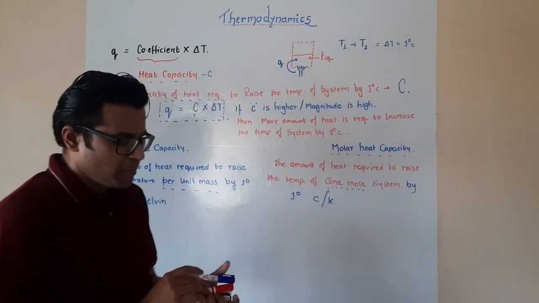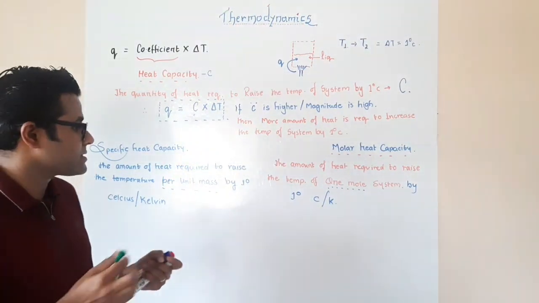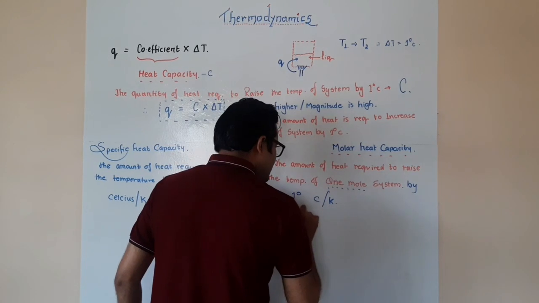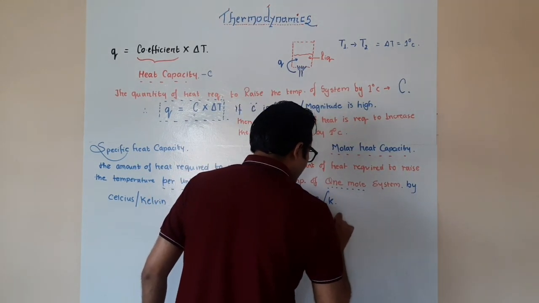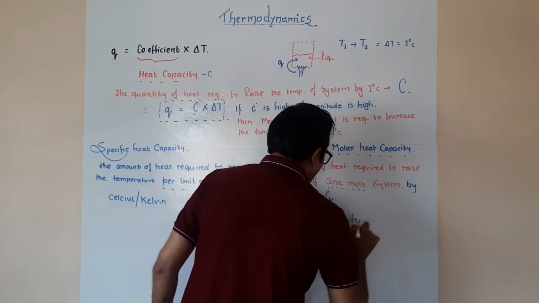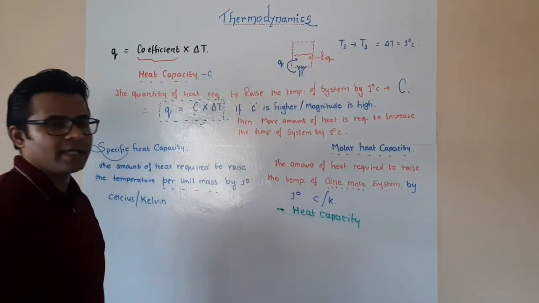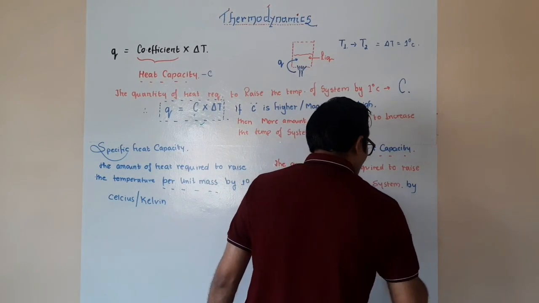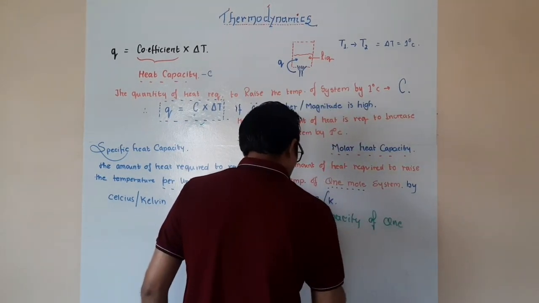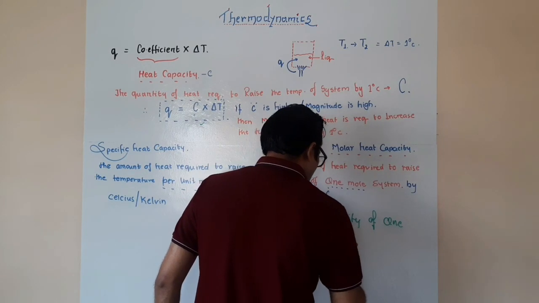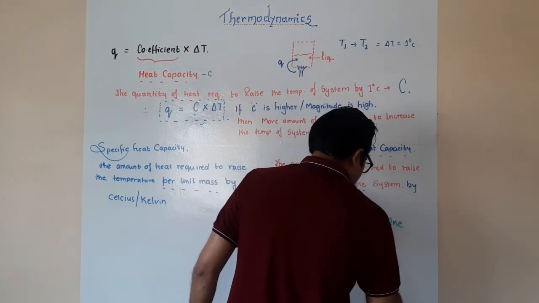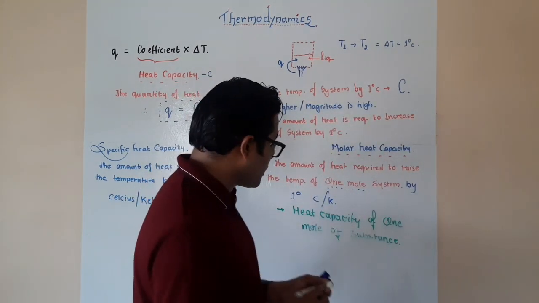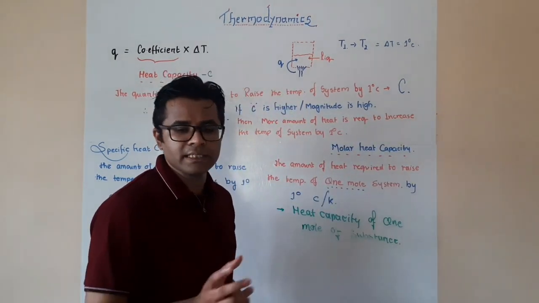There is another way by which we can also describe molar heat capacity, and that is nothing more than the heat capacity. Now we are coming back to this particular point, heat capacity. So the heat capacity of 1 mole of substance is nothing more than the molar heat capacity.